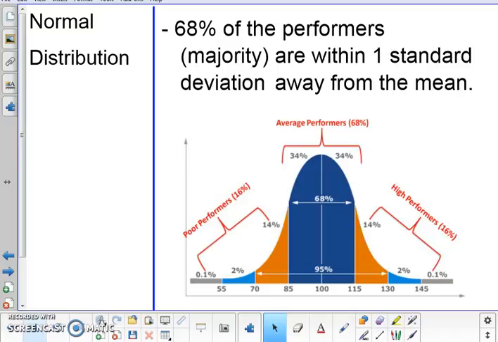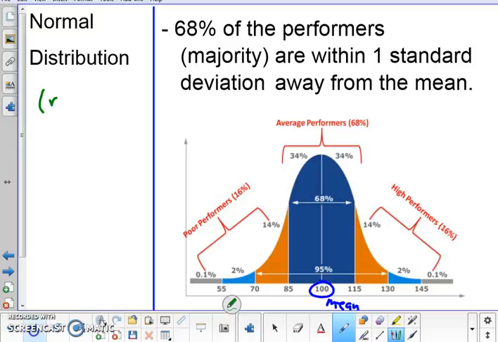Across the bottom here you can see that whatever this data is, this 100 would be the mean. Then our standard deviation would be 15, so we add 15 going to the right, subtract 15 going to the left. And so what we are saying is that 68% of our data points are between 85 and 115. And then we keep going, and these are rounded percentage values.